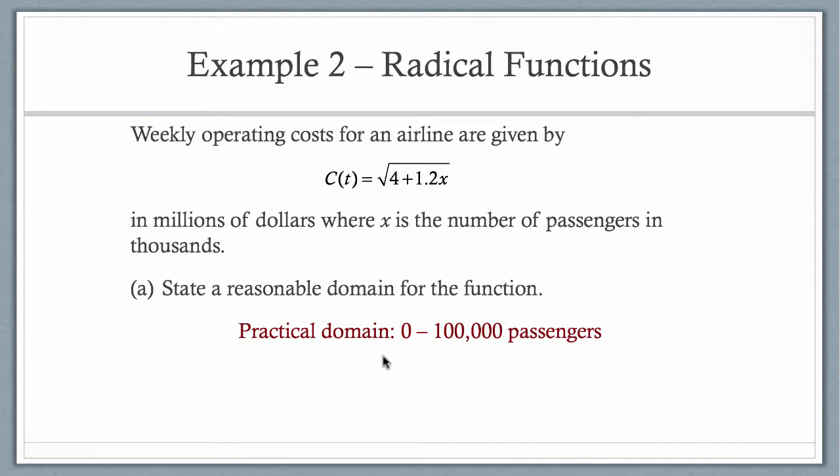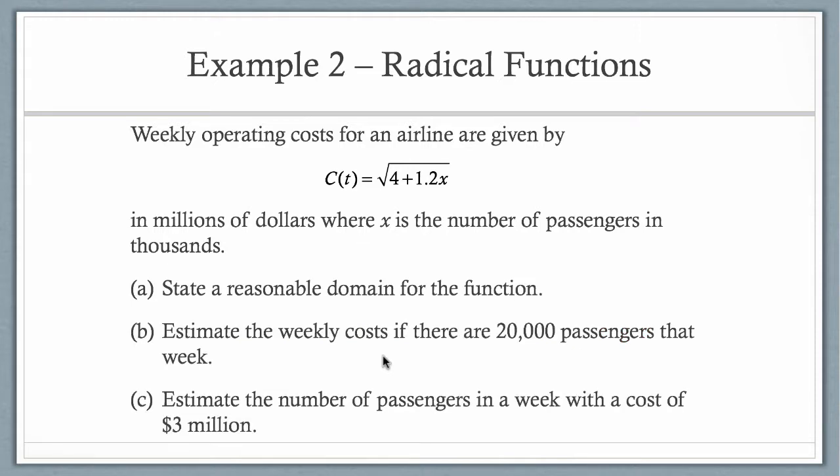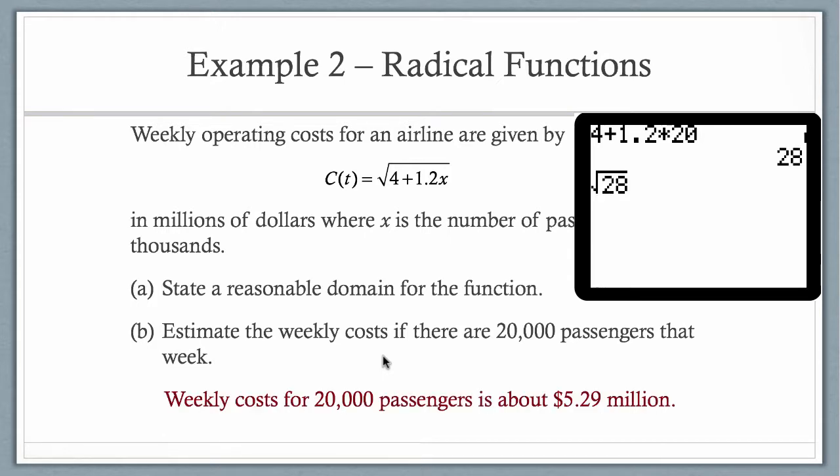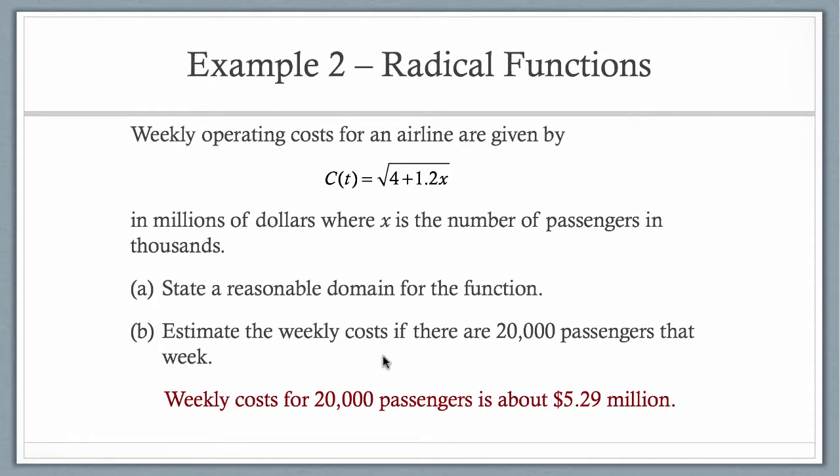The next question asks us to estimate the weekly costs if there are 20,000 passengers that week. If there are 20,000 passengers, that means the x value is equal to 20. When I plug 20 into my function, which we can do right in the calculator, we get that the weekly cost for 20,000 passengers is about $5.29 million.